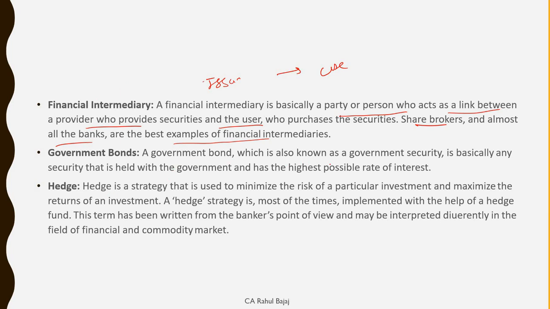Government bond, which is also known as government security, is basically any security that is held with the government and has the highest possible rate of interest. Hedge is a strategy that is used to minimize the risk of a particular investment and maximize the return of the investment. So hedging is done to minimize the risk and maximize the return.